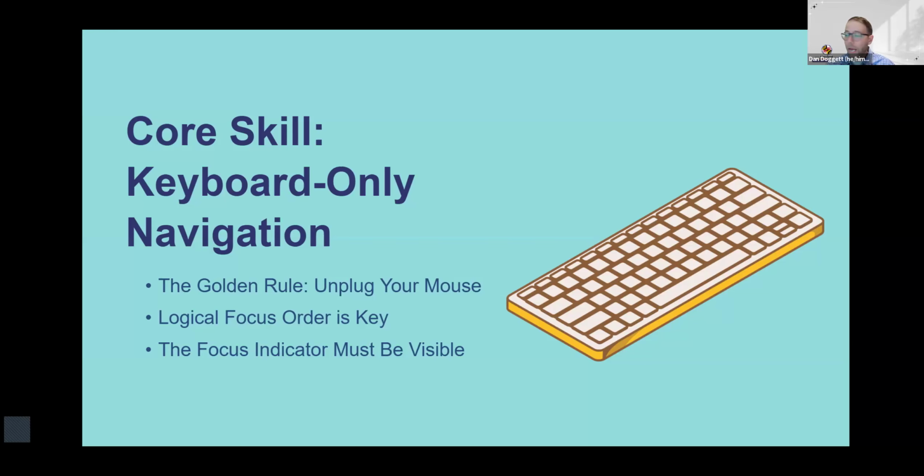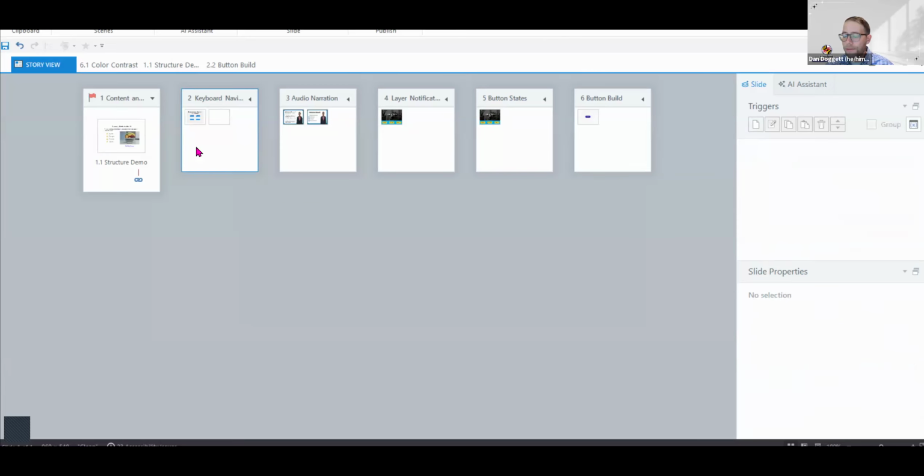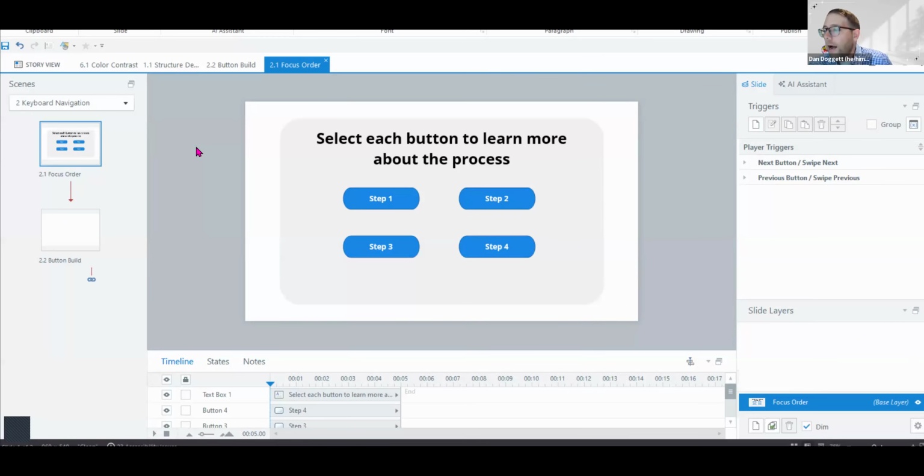So, okay, let's do another demo. And for this one, I'm going to pull up a slide here. This slide says, "Select each button to learn more about the process." And then there are 4 buttons, steps 1 through 4. So very important to get the order right for this. So what I could do, if I'm testing just this slide alone, is preview this slide.